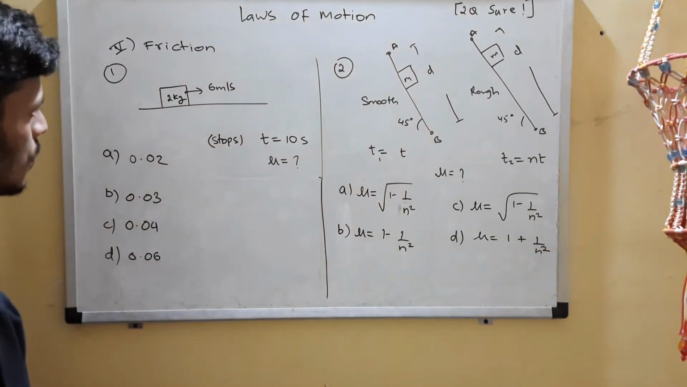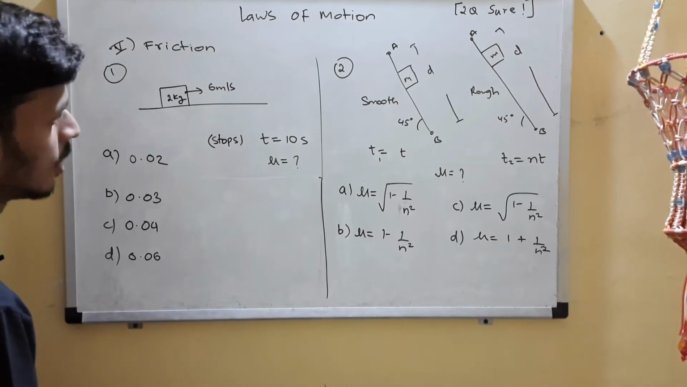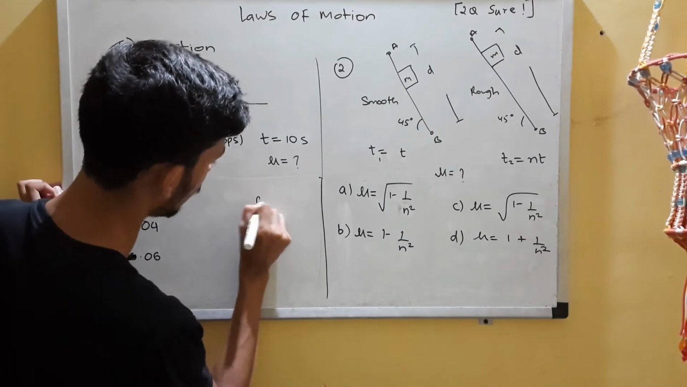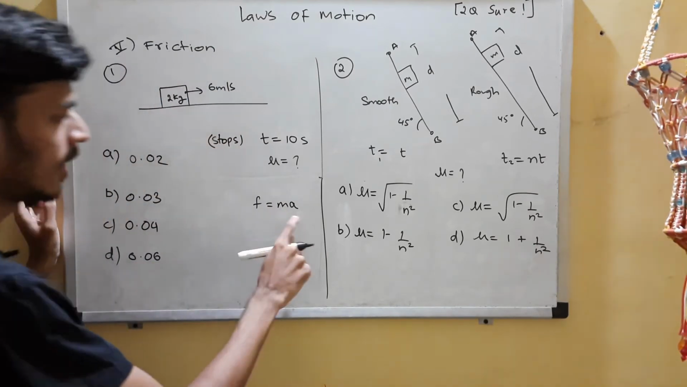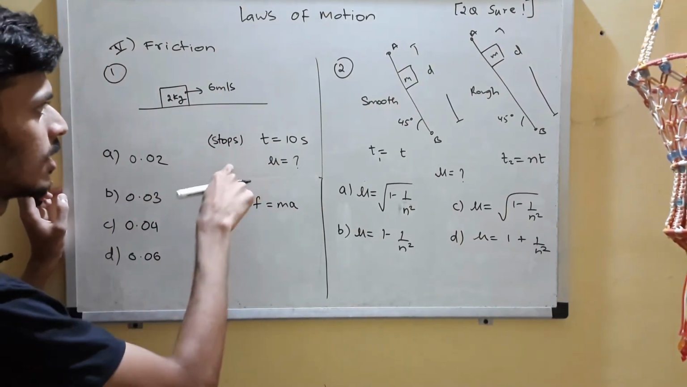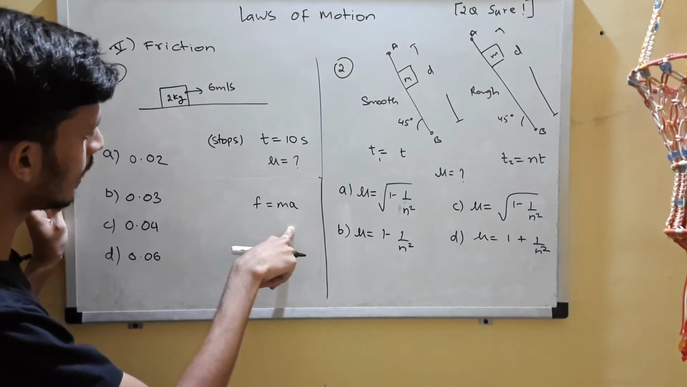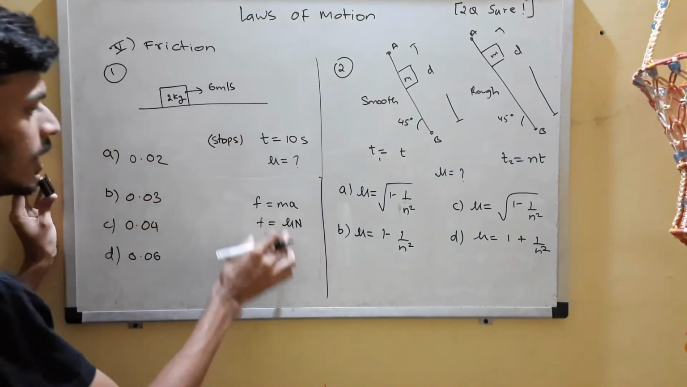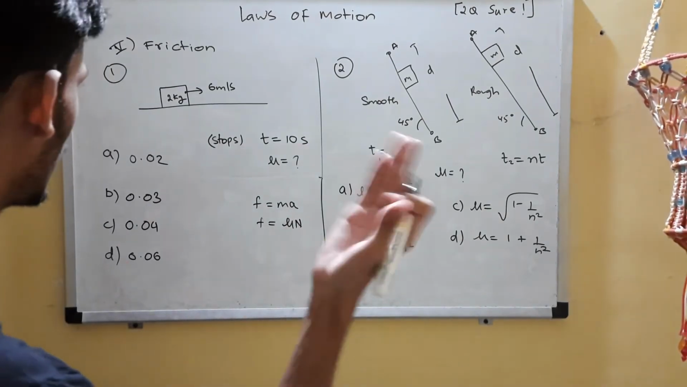First of all, we can find the acceleration. Let me tell you the thought. We can write the frictional force as mass into acceleration. For that we need the acceleration. So first we'll find acceleration by using v equals u plus at, and then we'll find frictional force using mu into N. We'll equate these two, and from here we'll find mu. So that is the basic idea.